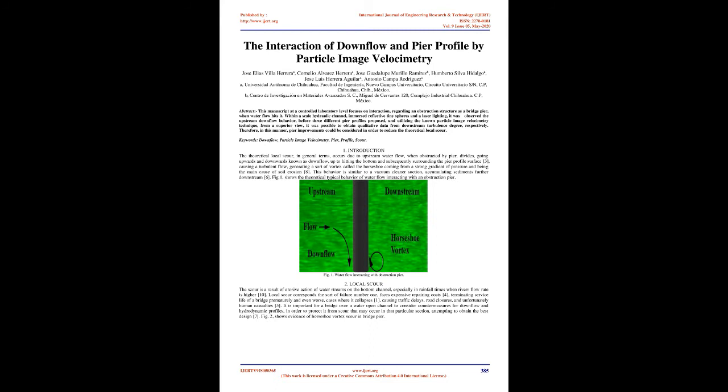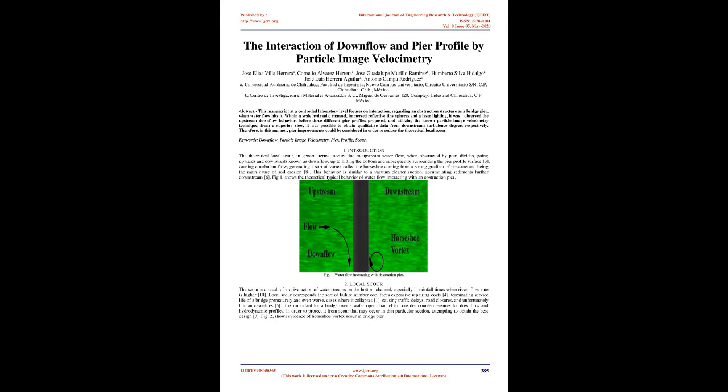Within a scale hydraulic channel, with immersed reflective tiny spheres in laser lighting, the upstream downflow behavior was observed before 3 different proposed pier profiles, utilizing the known particle image velocimetry technique. From a superior view, it was possible to obtain qualitative data on downstream turbulence degree, respectively. Therefore, pier improvements could be considered in order to reduce the theoretical local scour. Keywords: downflow, particle image velocimetry, pier, profile, scour.